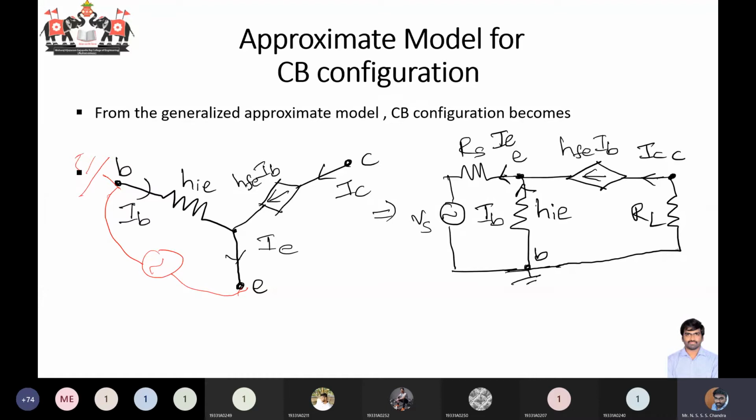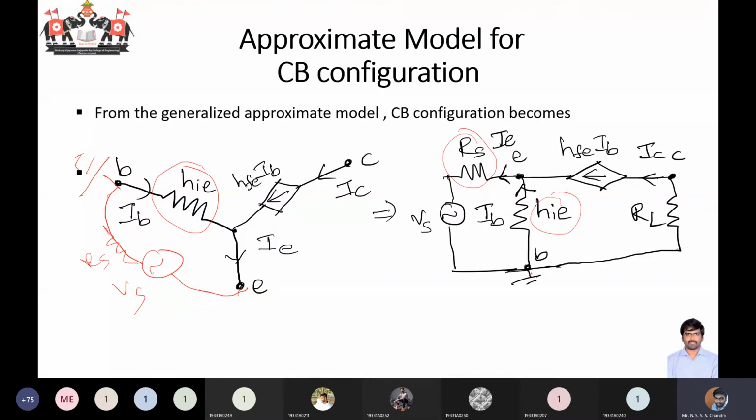You're going to give the input signal. Say I have a voltage source, and let it be with a source resistance. So the voltage source and source resistance we have between your emitter and base. And then you also have HIE between your emitter and base. Same thing we are writing over here. Between base and emitter, you have HIE. Between base and emitter, you have the voltage source with source resistance RS.